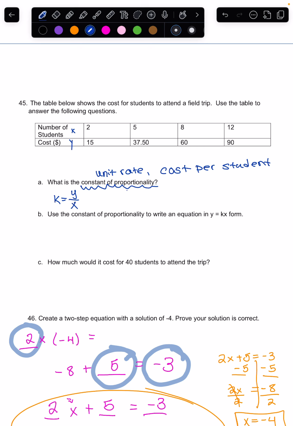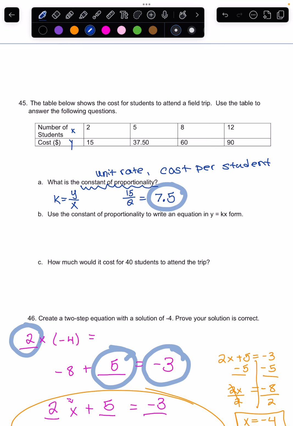So we take our cost, which is 15, and we divide it by 2 to get 7.5. So that's telling me that it costs $7.50 per student to attend this field trip. Now B is just asking you to take that K value that we just found and put it into an equation. What is the equation?